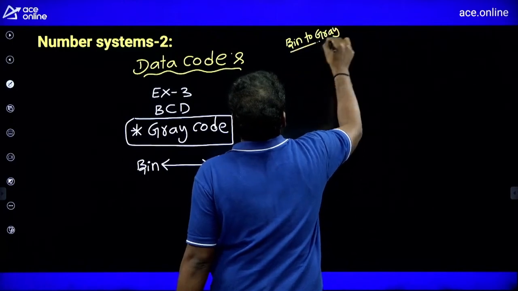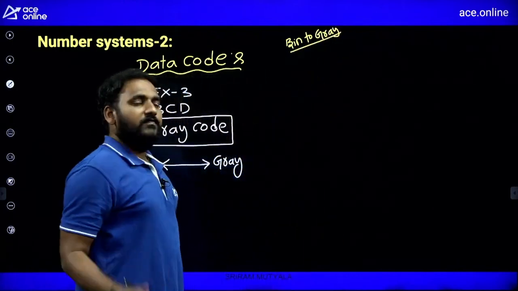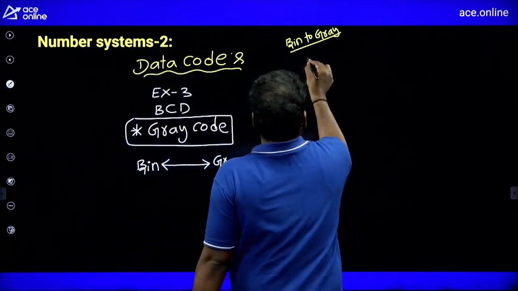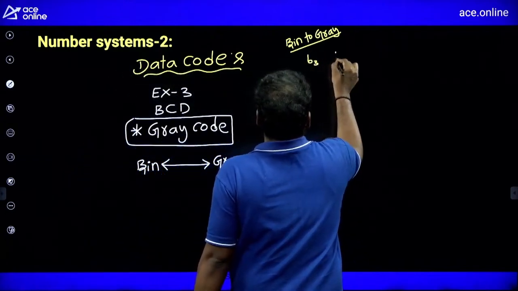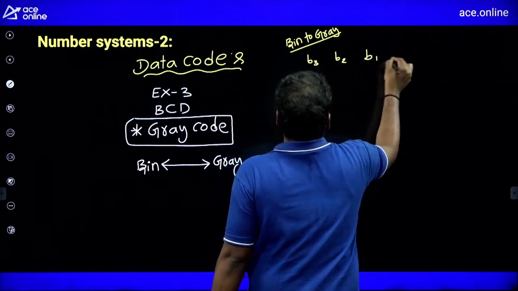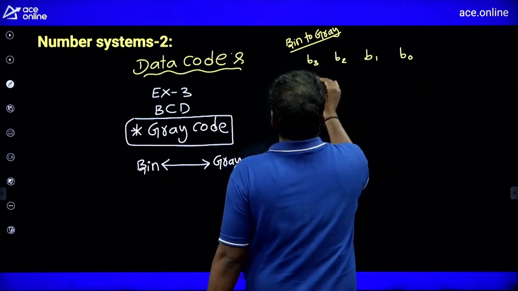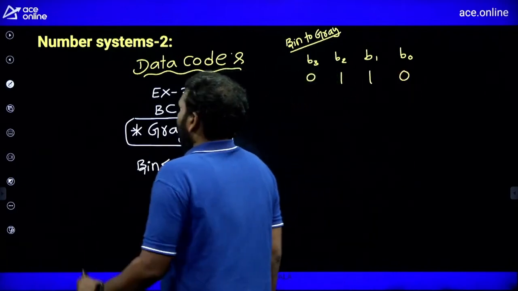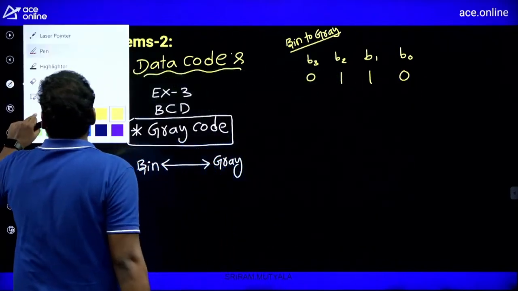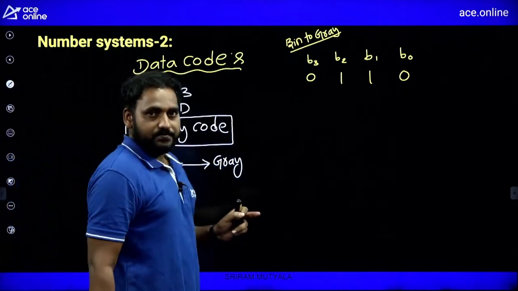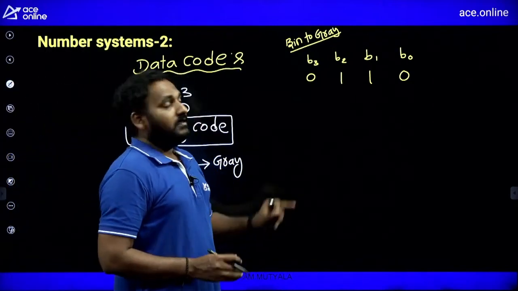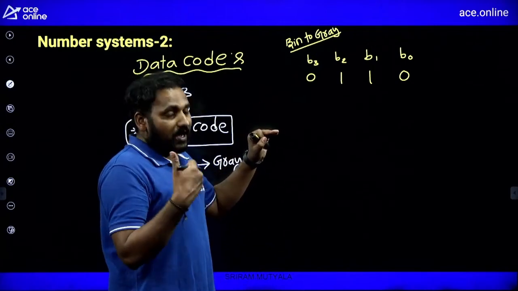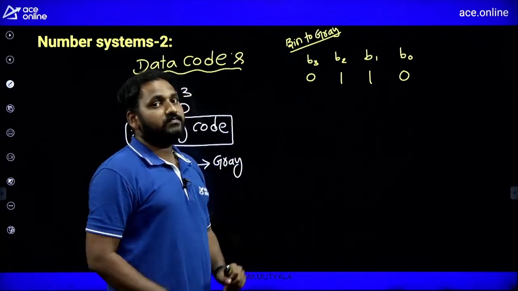I am doing binary to grey conversion. 4-bit data, 3-bit data, as you wish: B3, B2, B1 and B0. Take any numbers, no problem, for example 0, 1, 1. I can't write the rules and regulations before the example, okay? We don't have that much time. Whatever rules we need to follow, I will explain along with the solution of this example question.